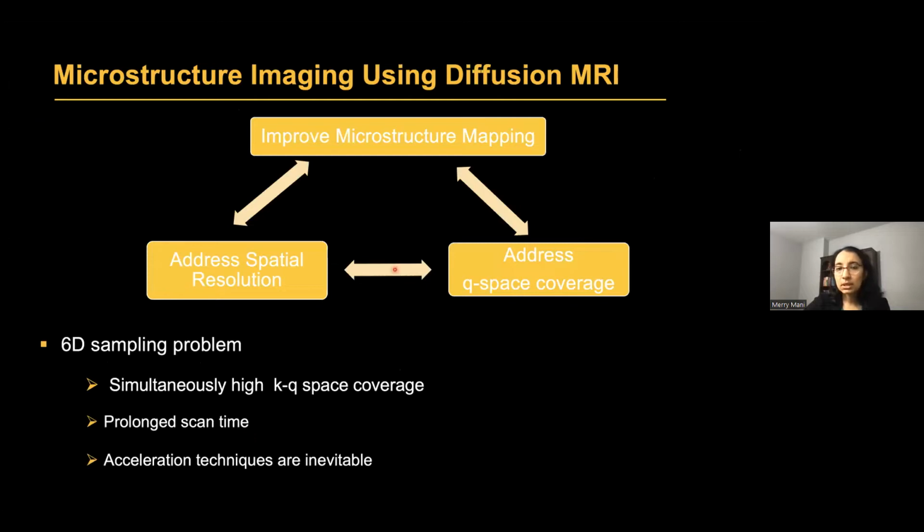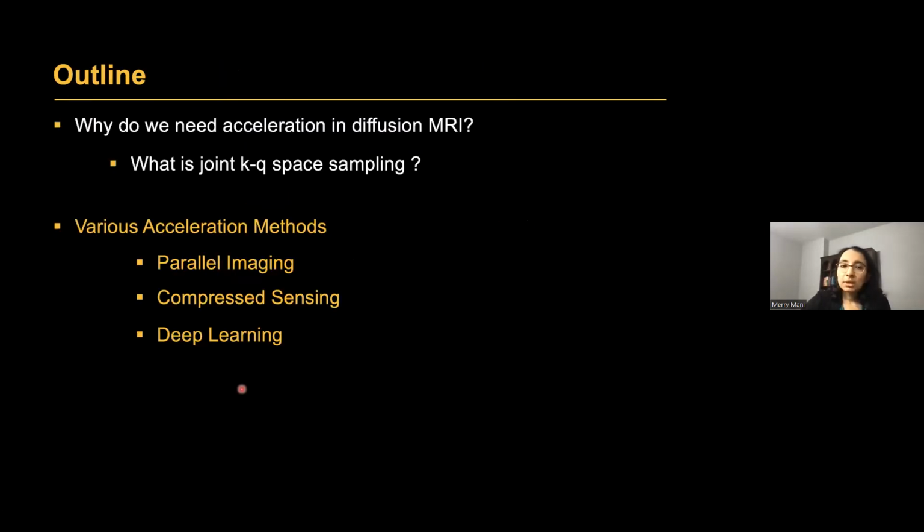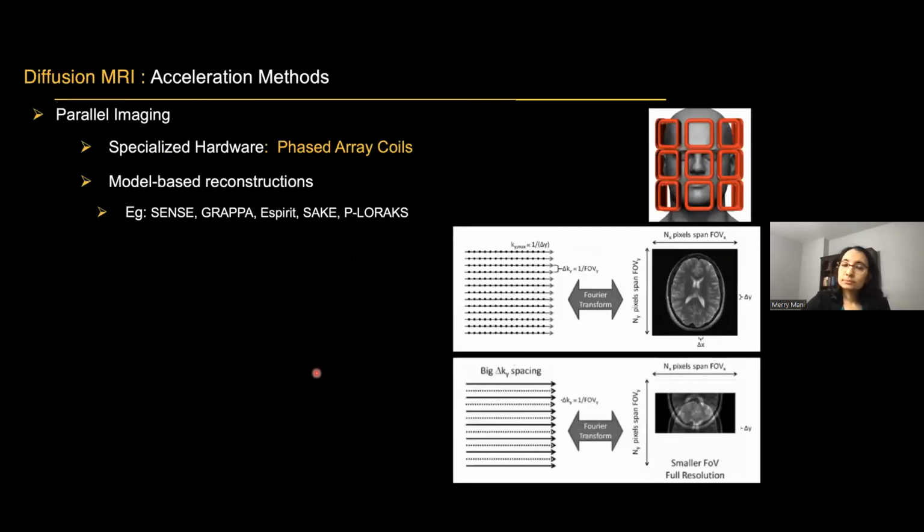So to summarize, for improved microstructure mapping, we need to address the spatial resolution issue as well as the Q space coverage issue. So we are talking about a 6D sampling problem here in the joint KQ space, which leads to prolonged scan time. So acceleration techniques are inevitable. Let me cover some of the basic acceleration methods that are already available and many of which you are already familiar with. I'll just skim through them very quickly.